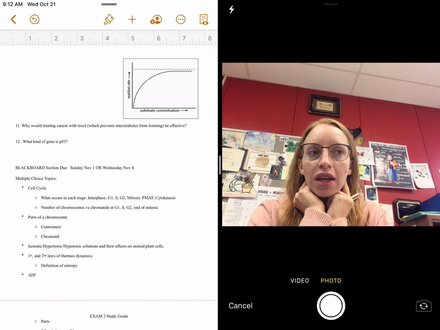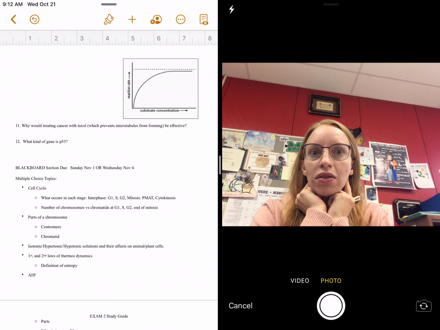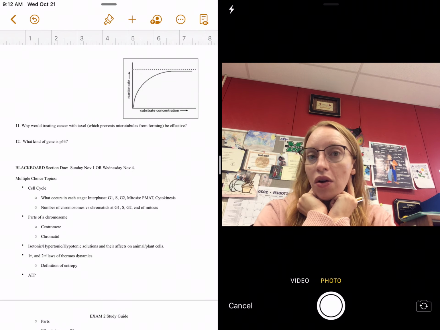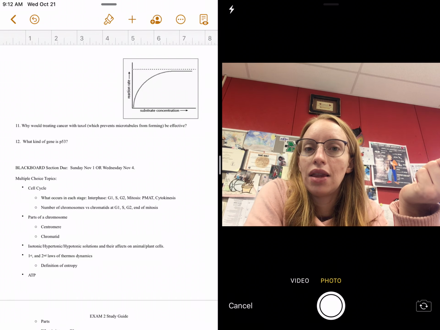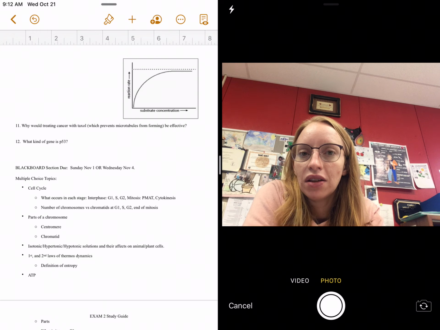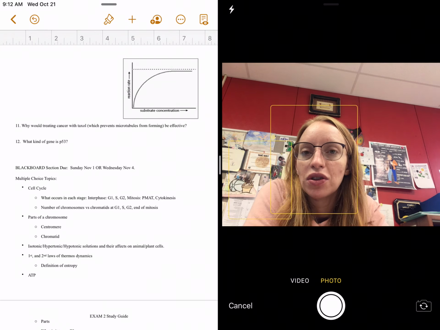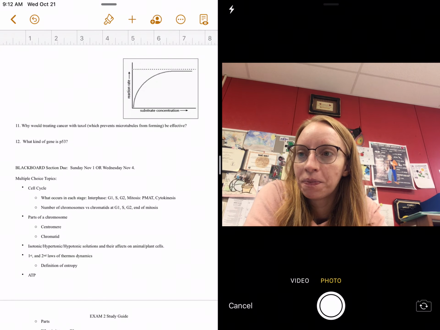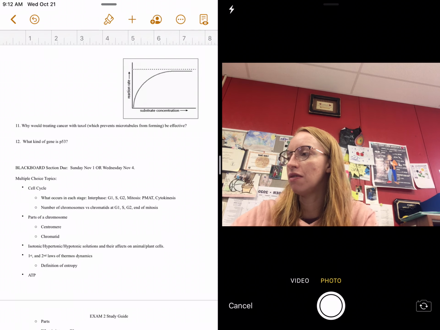So in order to prevent cancer, if you can cause the cells to stop being able to do mitosis, then they can't split apart anymore and they can't divide. So you cease cell division, and so you cease the growing of the tumor or the metastasis of the cancer. And what kind of gene is p53?